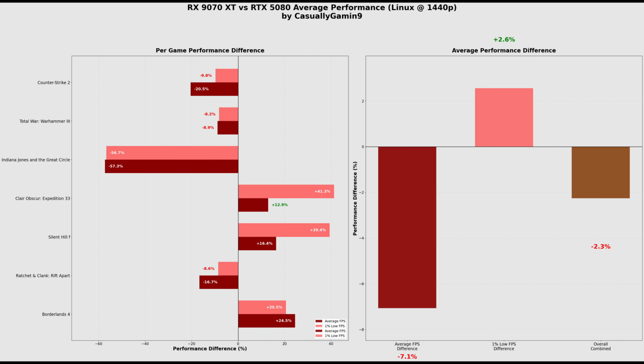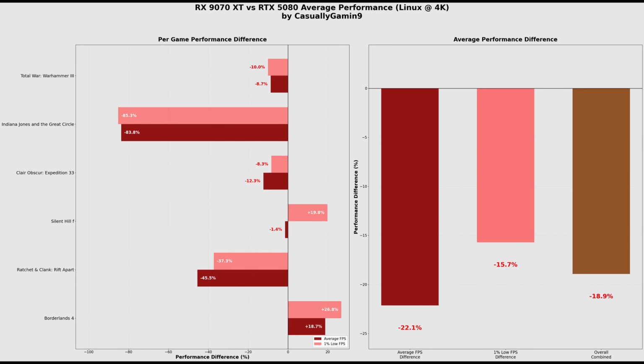Keep in mind that most ray tracing and path tracing games available are tailored around Nvidia hardware, so seeing the small performance difference at 1440p in Ratchet & Clank was a surprise. Also, the 5080 has a big bandwidth advantage over the 9070 XT, and this becomes more irrelevant at higher resolutions.